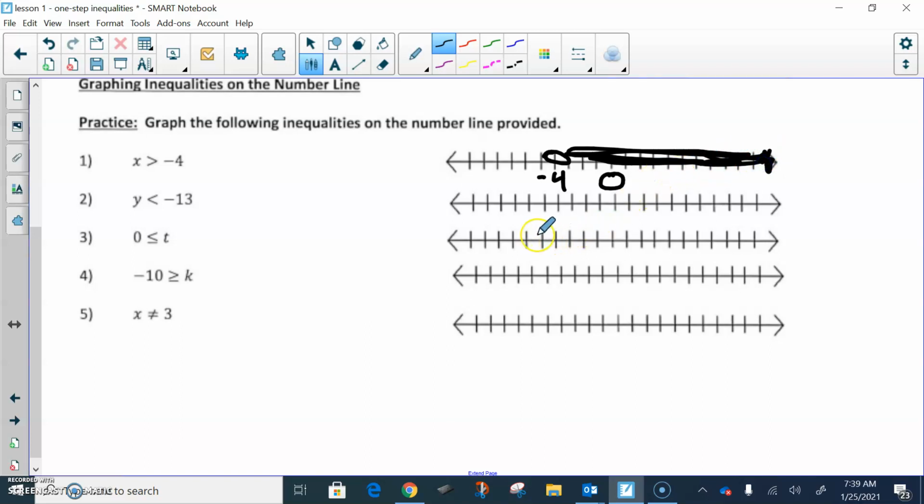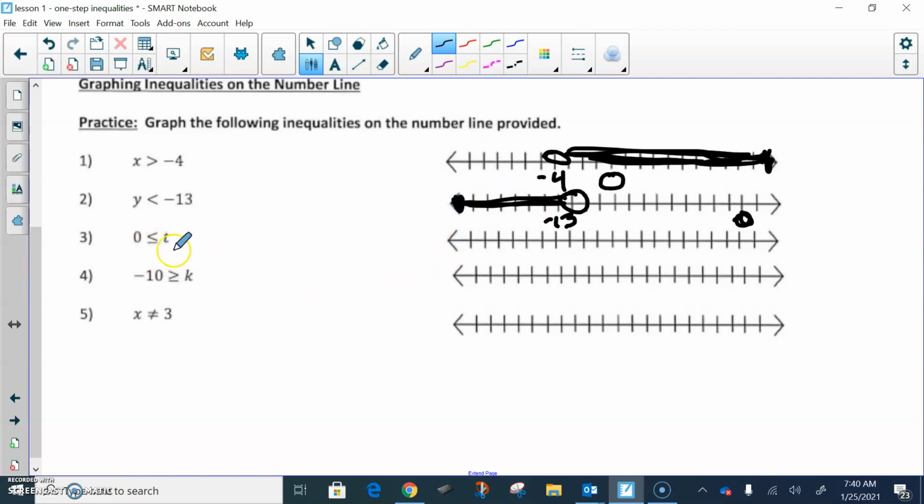The second one is a less than, and it's -13. So again, we're going to identify the 0. And go 1, 2, 3, 4, 5, 6, 7, 8, 9, 10, 11, 12, 13. -13. This one again is an open circle because there's not a bar included, and this is all numbers less than -13, so we're going to shade to the left. Whichever way that arrow is pointing, we're going to shade that way.